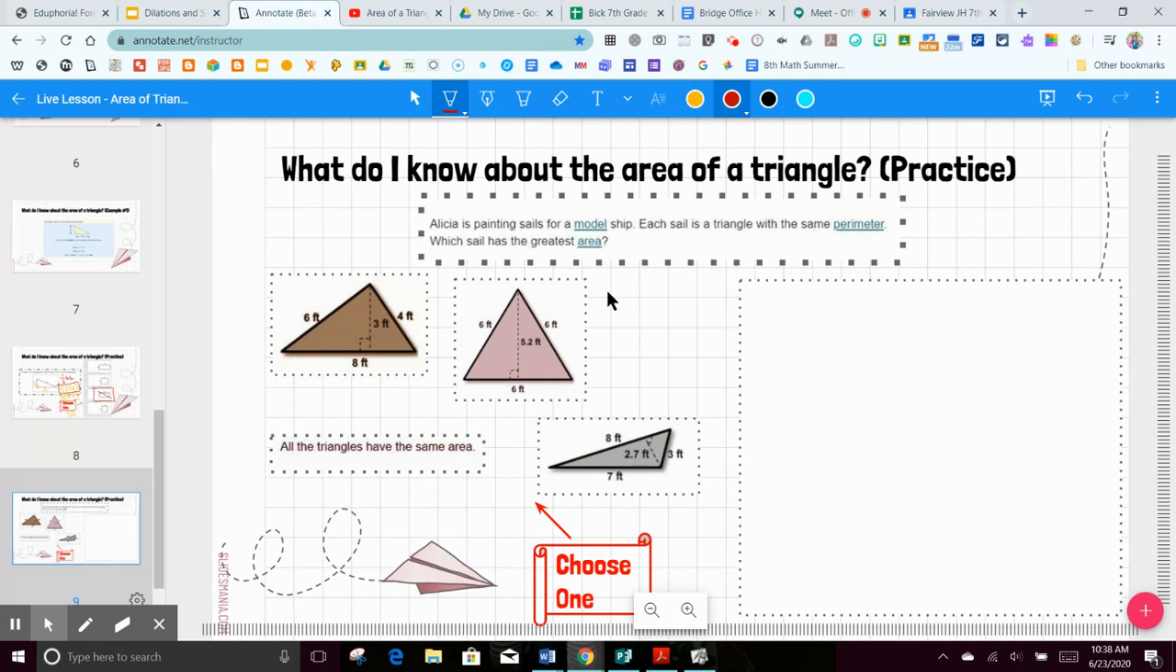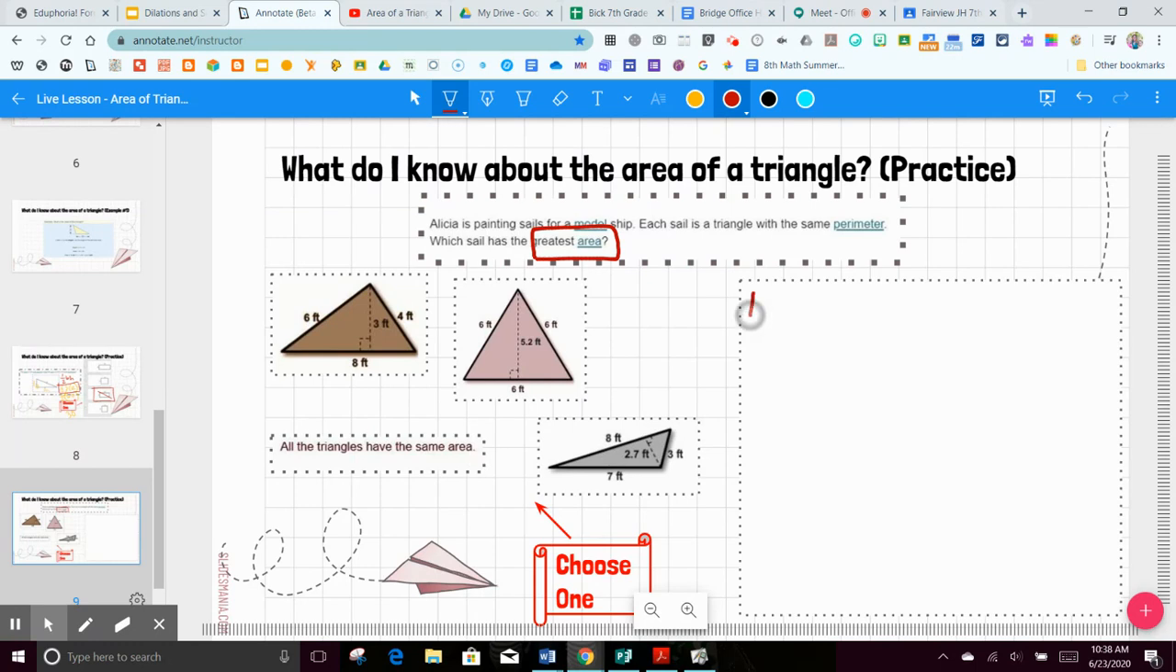And then lastly, they gave us 3 triangles that are equivalent in perimeter, and they want to know which one has the greatest area. So the largest area, okay? Notice that one of your answer choices is all triangles have the same area, so I think we should start by finding the area of each one.